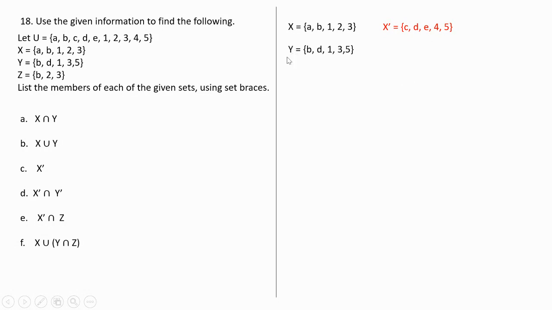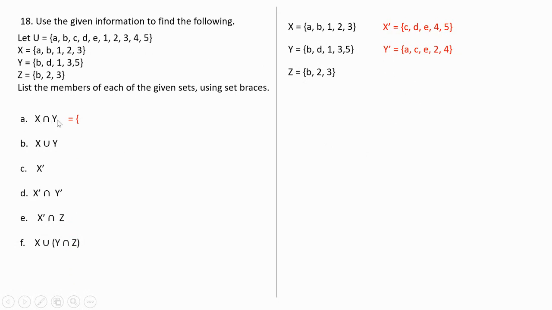In similar fashion, this is my Y set. So the complement of Y means not B. So you scratch out the B on the universal set, not B, not D, not 1, 3, and 5. So what's left is going to be A, C, E, 2, and 4. That's the complement of Y. Now Z, we just bring it down. So now let's do the A part.